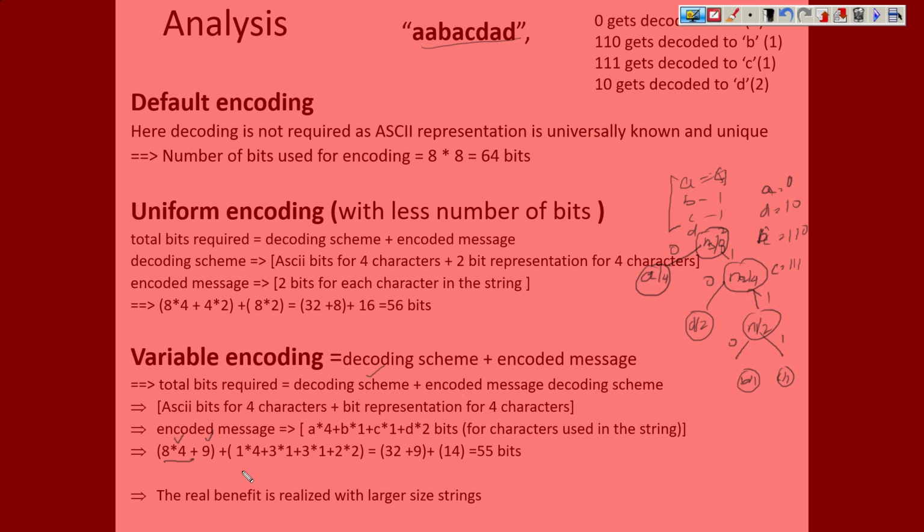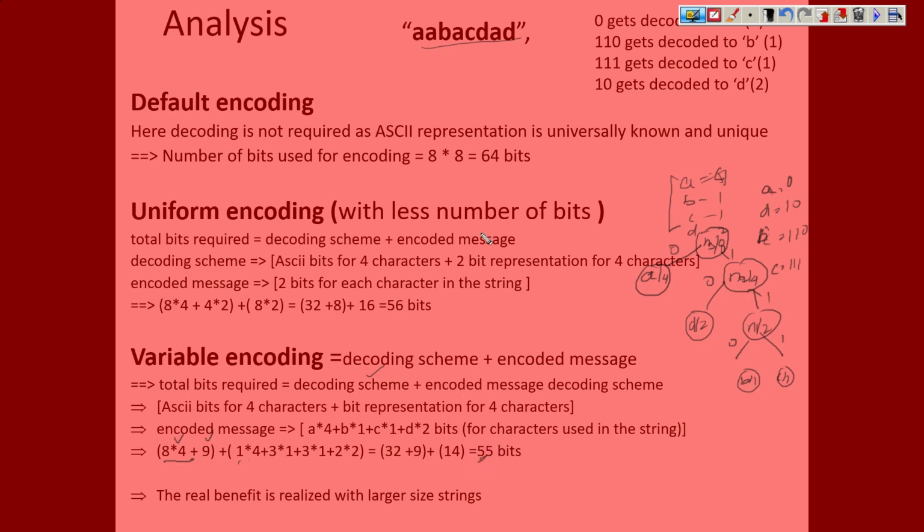And then what is the size for representing these bits? Here you can see that only one bit is being used for A. A occurs 4 times, so 1 into 4. And then 3 bits have been used for B, which occurs 1 time. And again, 3 bits have been used for C, which occurs 1 time. And then D uses 2 bits and occurs 2 times. So if you just solve everything, it comes to 55 bits.